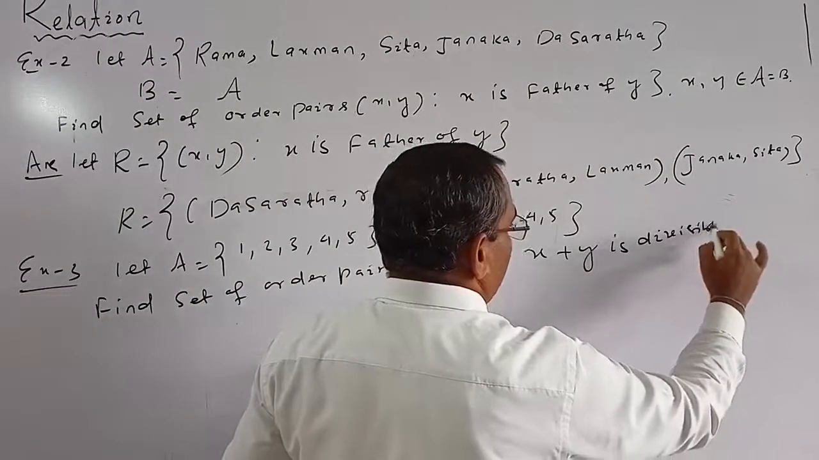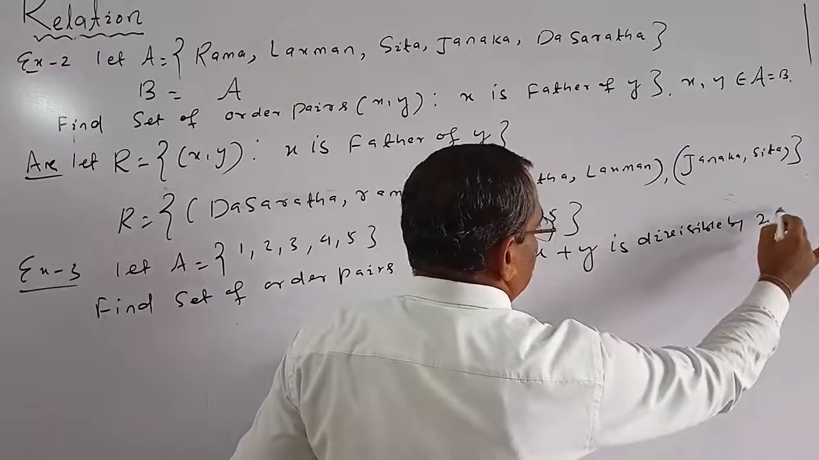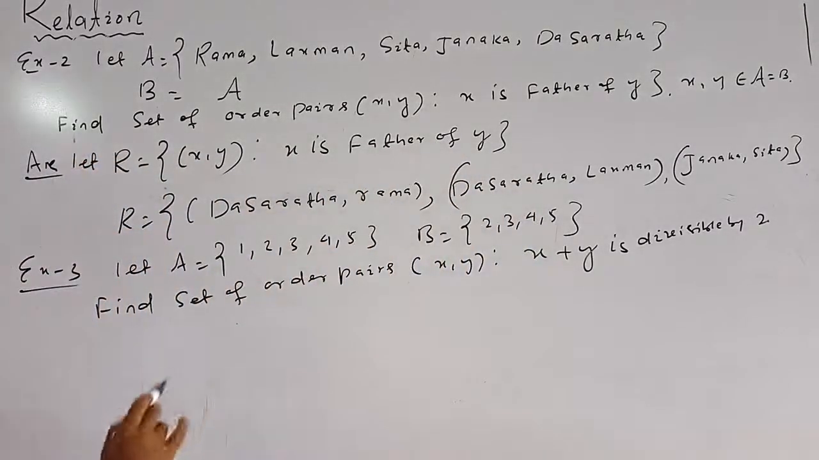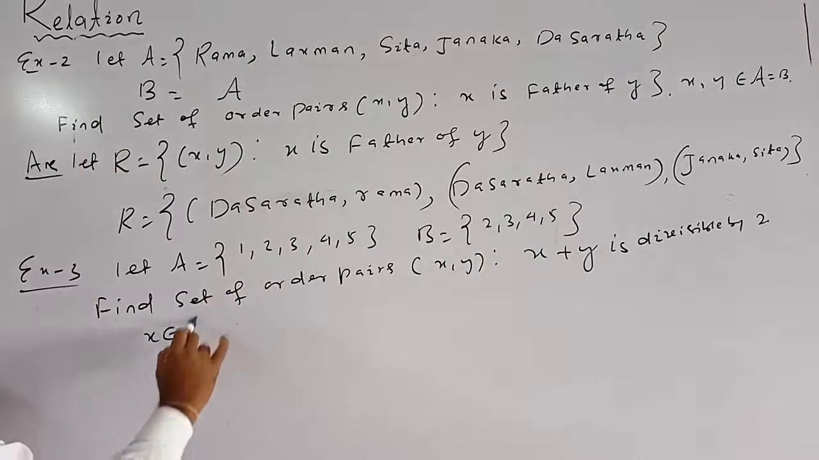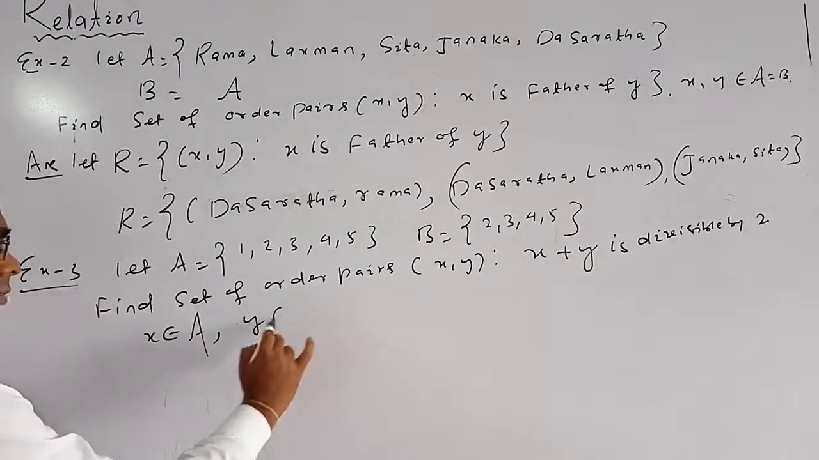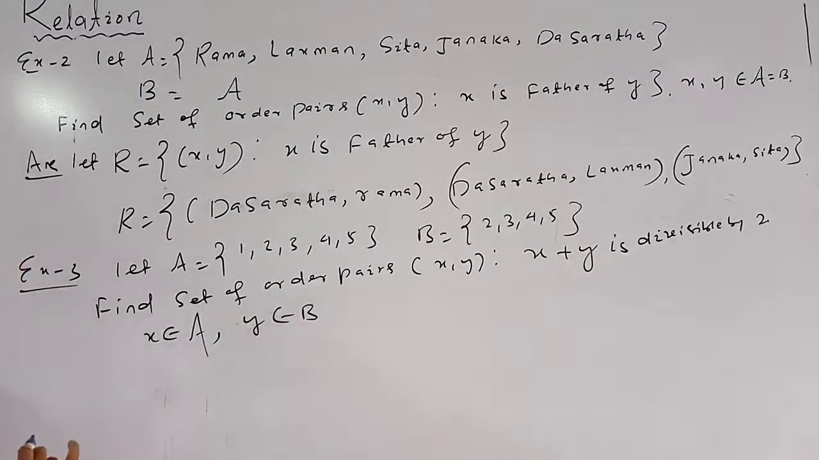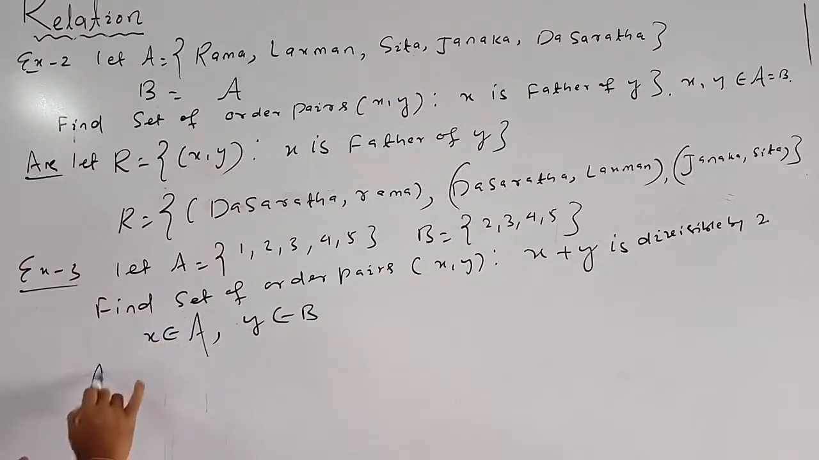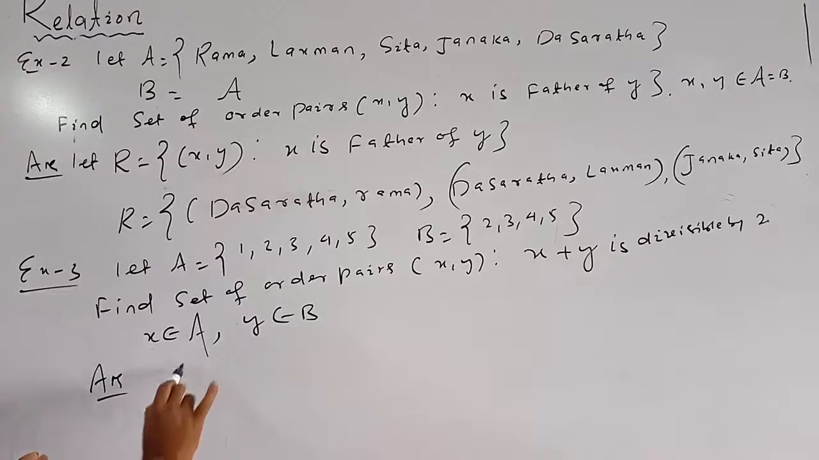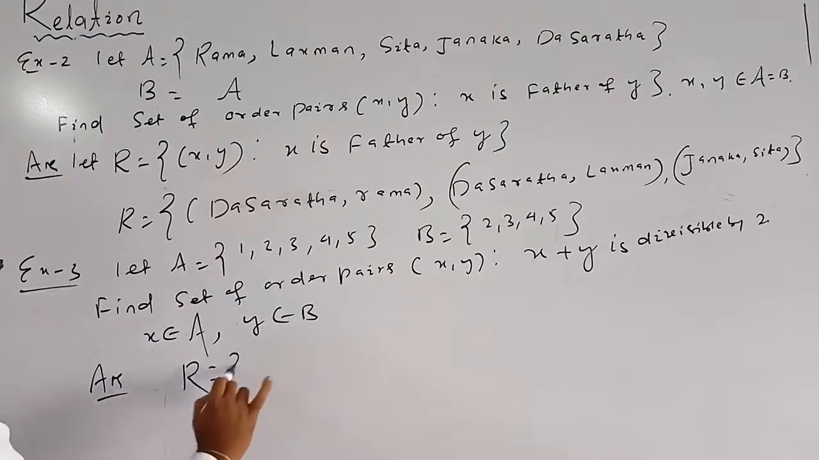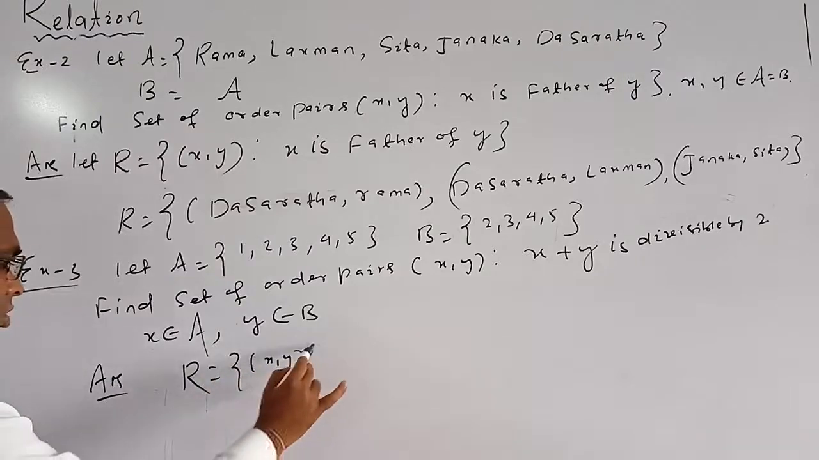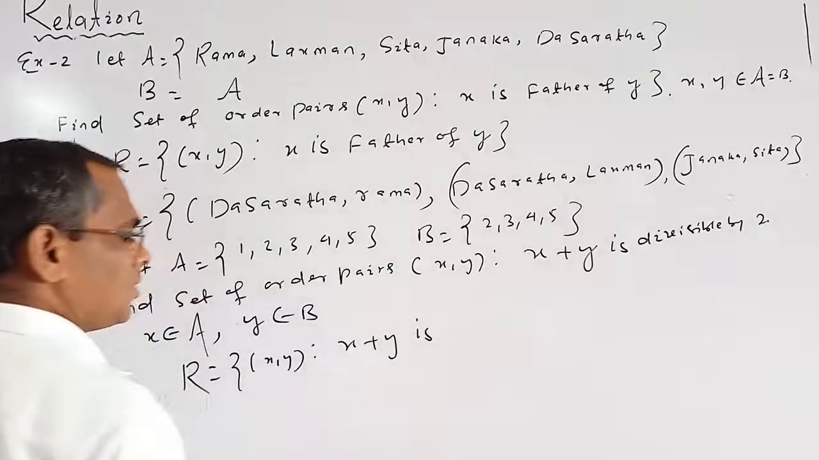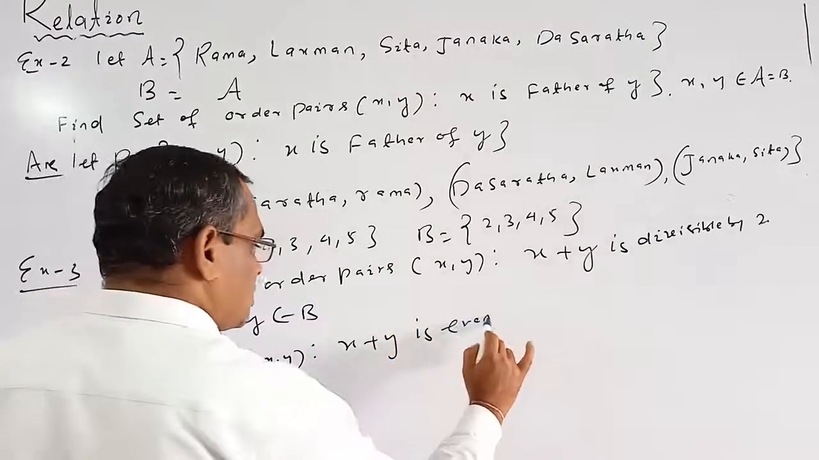is divisible by 2, where x belongs to the A set and y belongs to the B set. So here we take this set of order pairs as R. Answer: if we take this set of order pairs as R, then R is equal to the set of order pairs x comma y so that x plus y is divisible by 2, means x plus y is even.